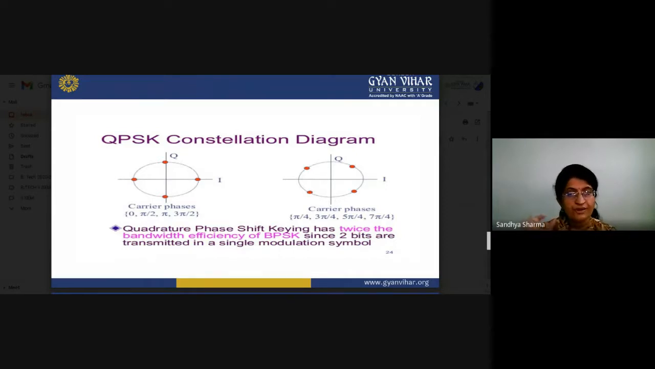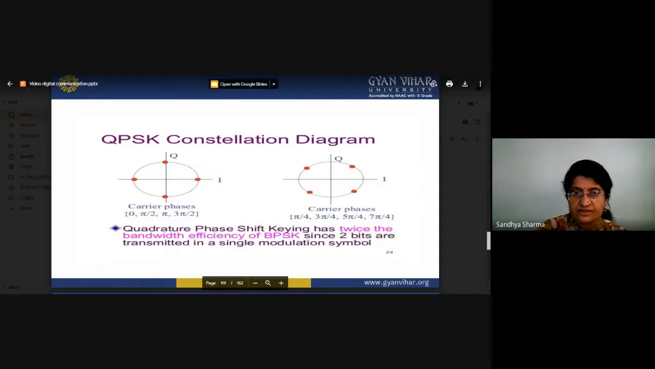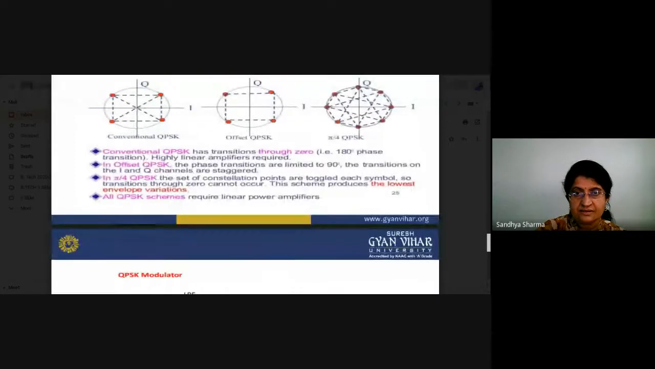00, 01, 10, 11, you have to make combinations of 2 bits, and these four symbols can be transmitted through these four circles, with 2 bits transmitted at a time.